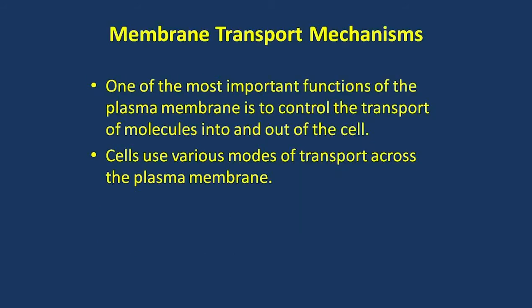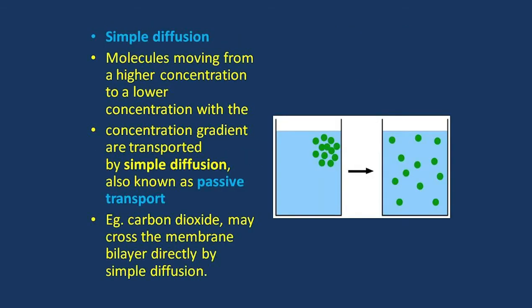Let us look at the membrane transport mechanisms. One of the important functions of the plasma membrane is to control the transport of molecules into and out of the cell. The cells use various modes of transport. One is simple diffusion, where molecules move from a higher concentration to a lower concentration. This is also called passive transport.